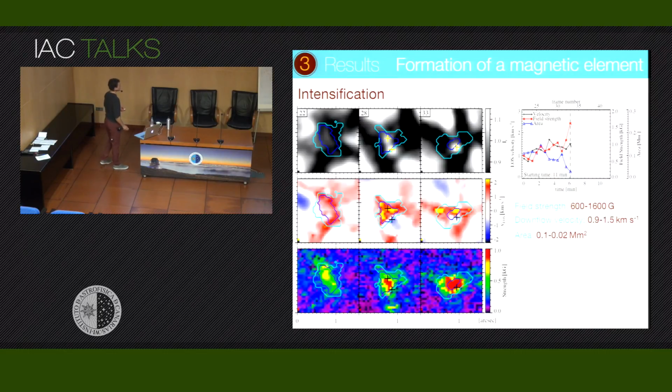Here I show the evolution of the different parameters within the magnetic element. In particular, in red, I show the field strength, and in black, the line of sight velocity. And we find that the field strength increases from 600 Gauss to 1,600 Gauss. Meanwhile, the downflow also increases from 1 to 1.5 kilometers per second.